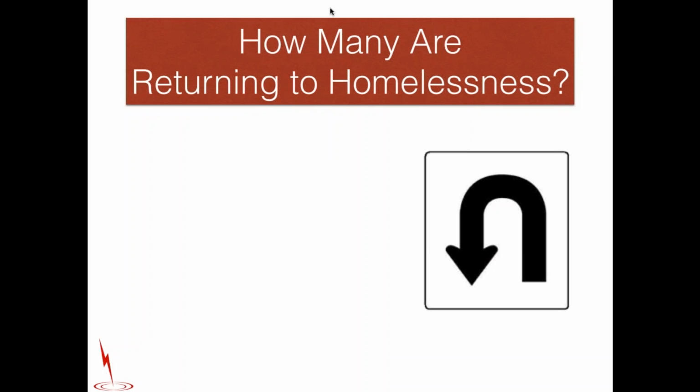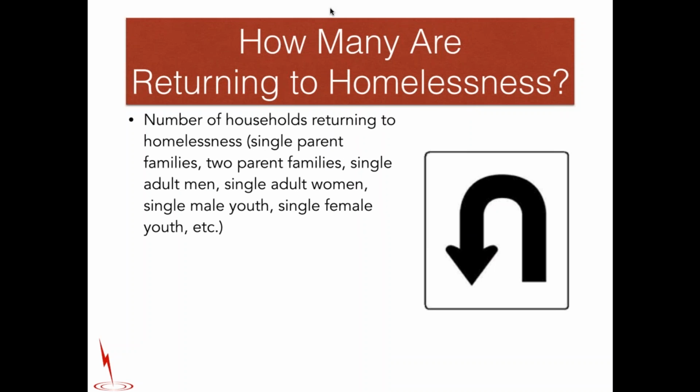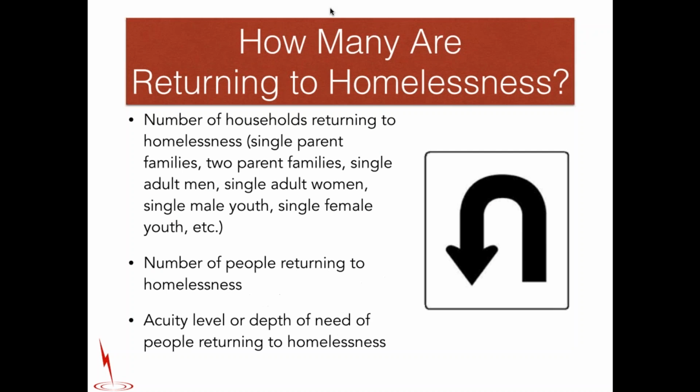And then lastly, how many are returning to homelessness? And in this regard, again, you can look at the number of households returning to homelessness by the characteristics of the population group. You might also look at the overall volume of people returning to homelessness, and like the two previous ones, the acuity level or depth of need of those who are returning to homelessness, especially if you're wondering, do people with deeper needs or a heightened complexity of needs return to homelessness at a greater rate?